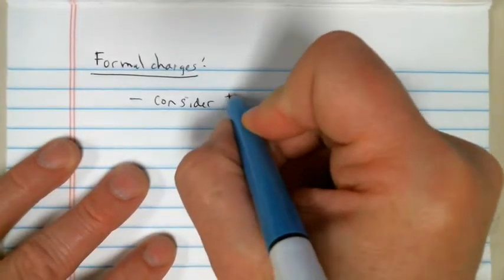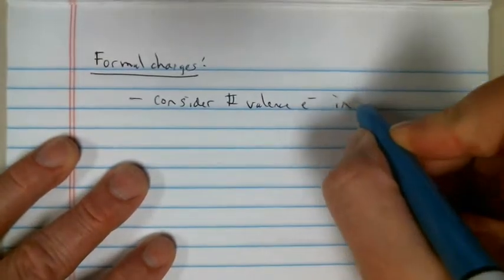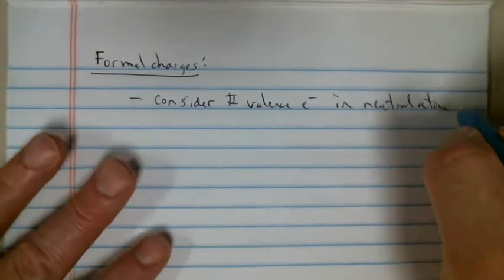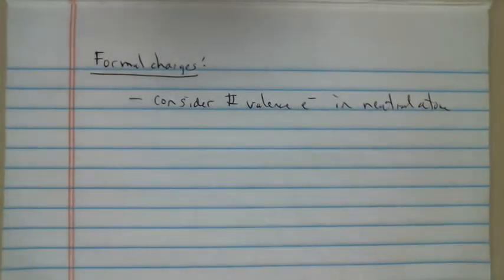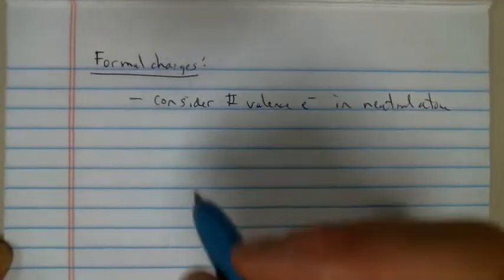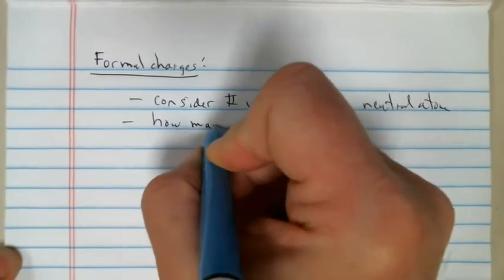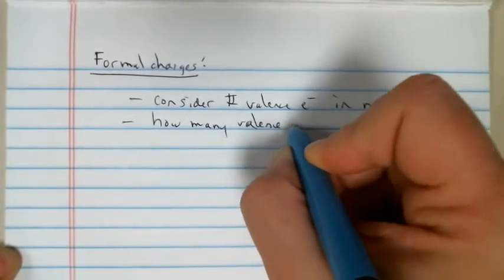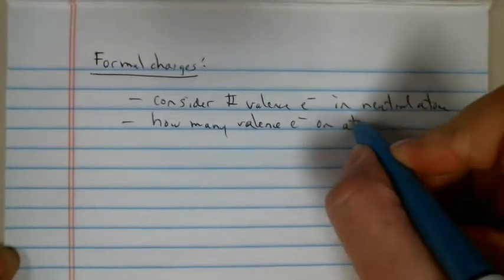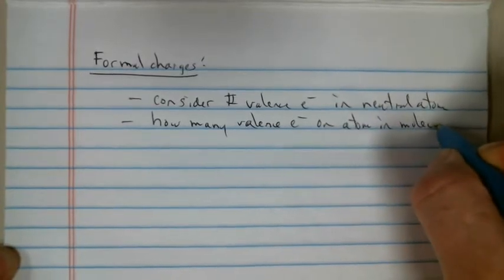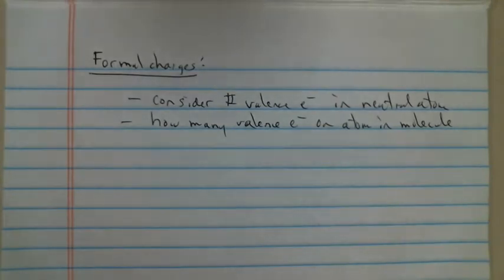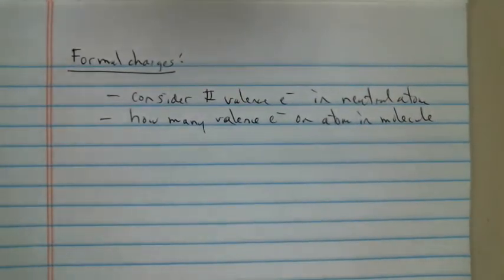So consider first the number of valence electrons in a neutral atom. And then in your structure, you compare how many valence electrons are on that atom in its valence shell versus how many it would have if it was the neutral atom. So how many valence electrons are on the atom in the molecule? Now how do we count those? So this is really important. And your book has a mathematical formula for that. I hope you won't need a mathematical formula. We don't want to make it any harder than it is. If you sort of understand it, hopefully it'll be easier to remember.